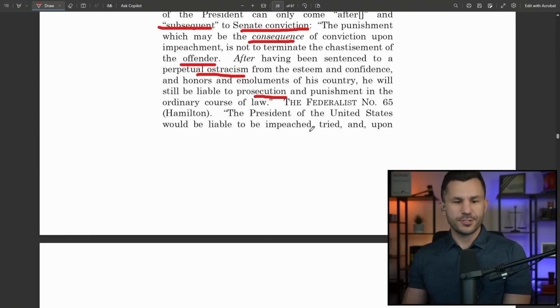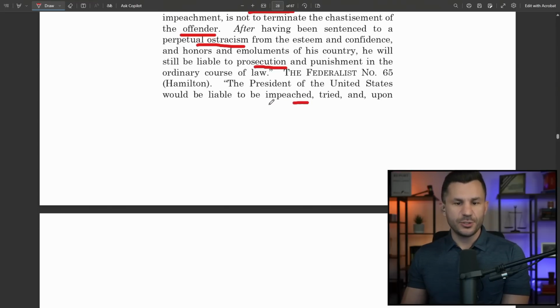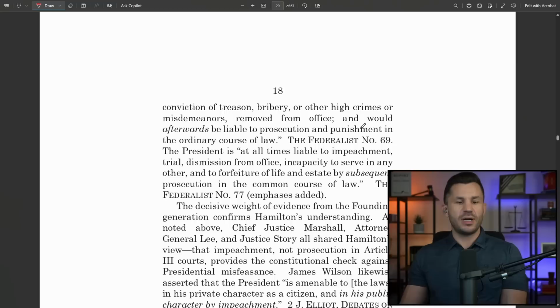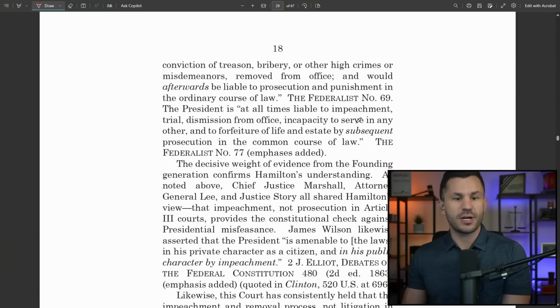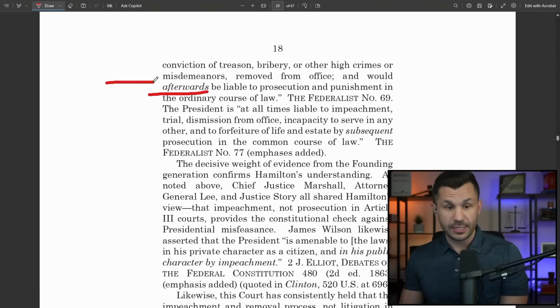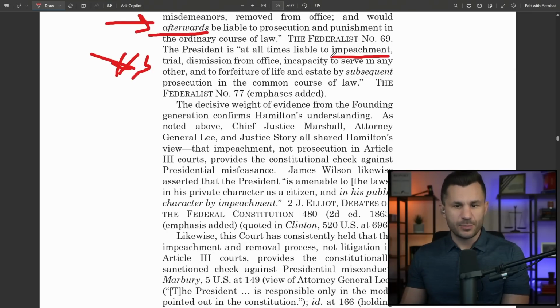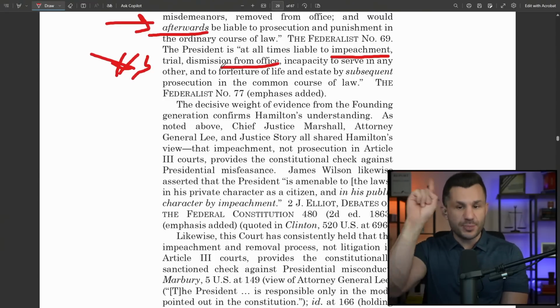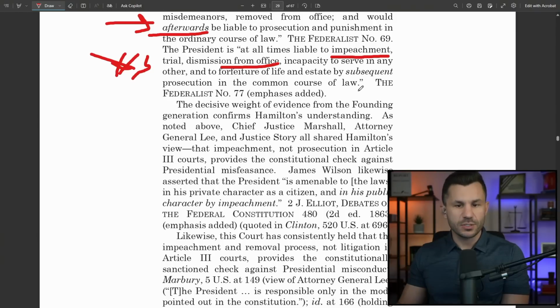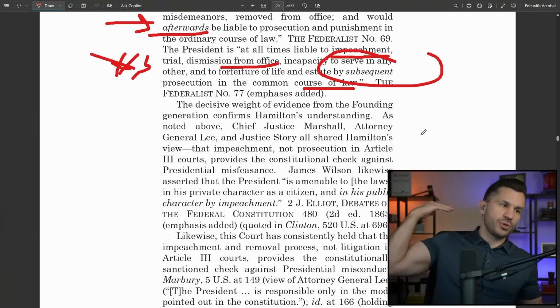Now, the President, he also said, of the United States would be liable to be impeached, tried, and upon conviction of treason, bribery, or other high crimes and misdemeanors, he would be removed from office and would afterwards, Hamilton again, be liable to prosecution and punishment in the ordinary course of the law. He also said for the third time, this is point number 3 from Hamilton, the President is at all times liable to impeachment, trial, and dismission from office, incapacity to serve in any other, and a forfeiture of his life and estate by subsequent prosecution in the common course of the law, right? So impeachment comes first, prosecution comes second.